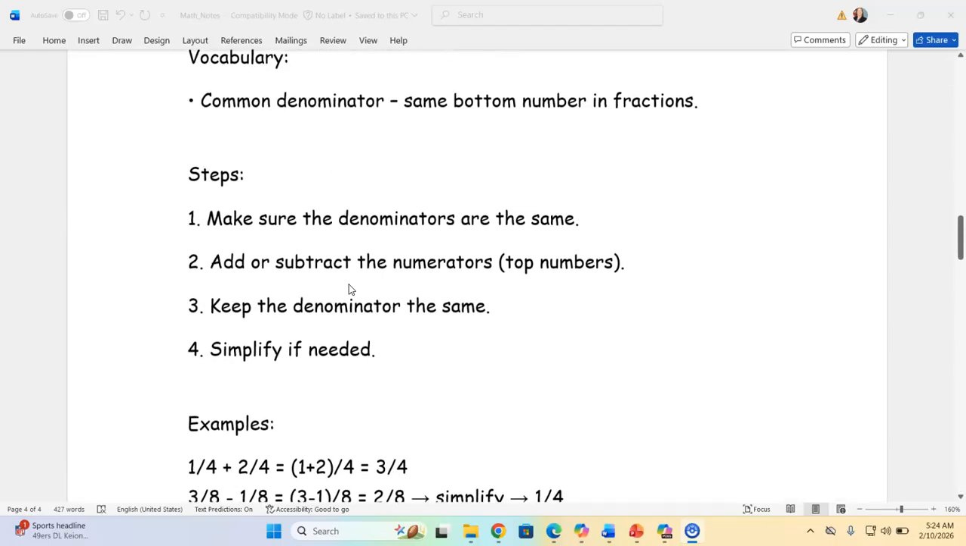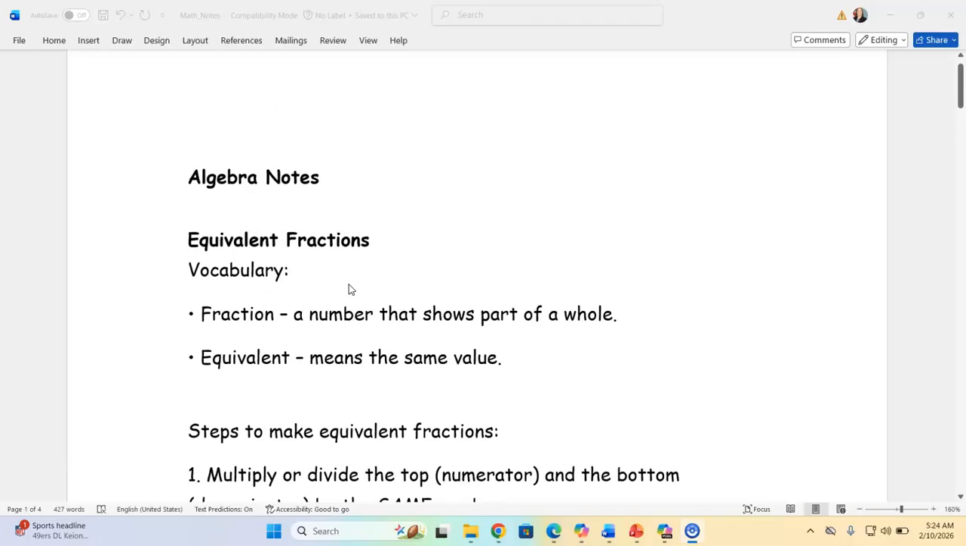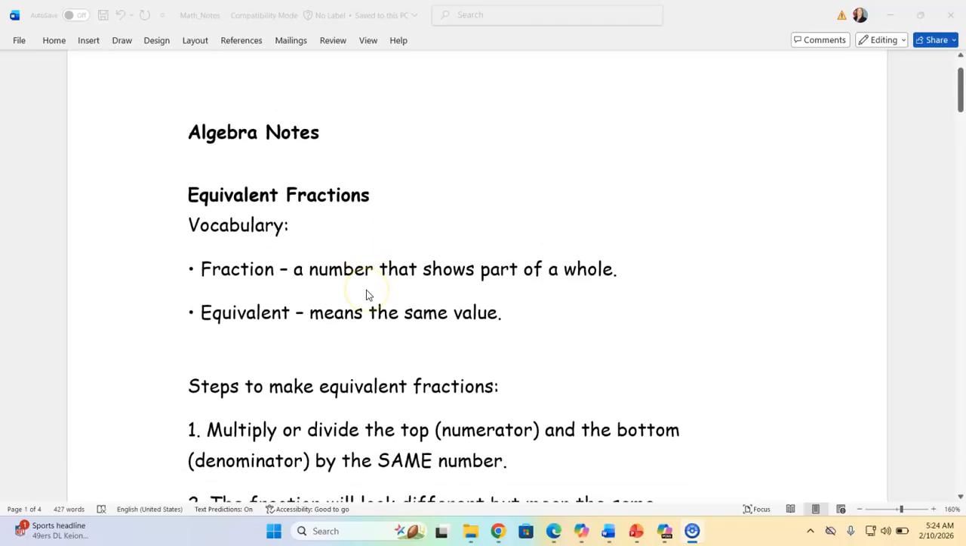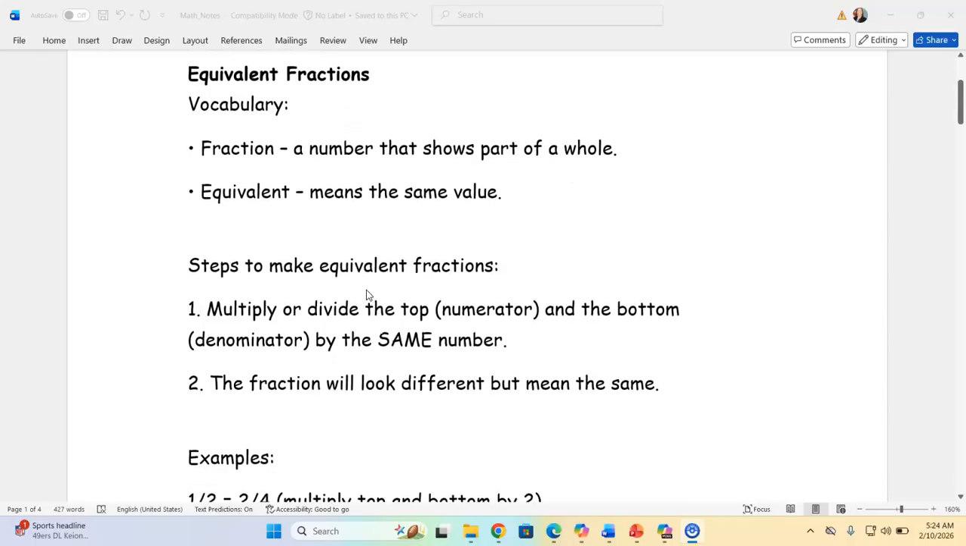All right. I say that's it like that wasn't a lot, right? So let's get started. All right. So you've got your equivalent fractions vocabulary. So you've got the vocabulary fractions. So what is a fraction, right?